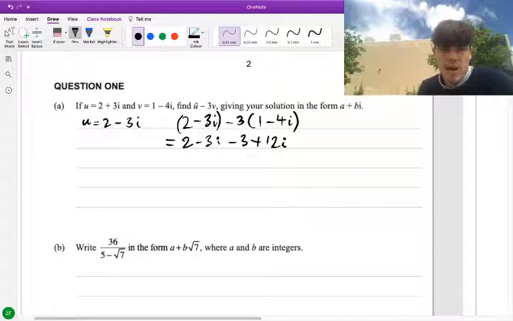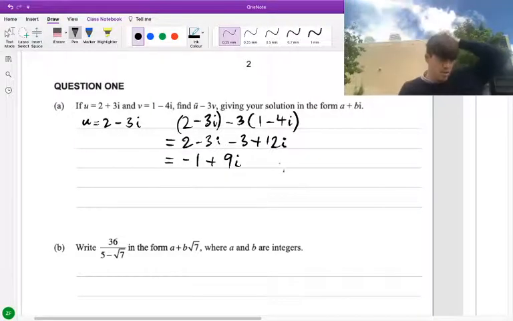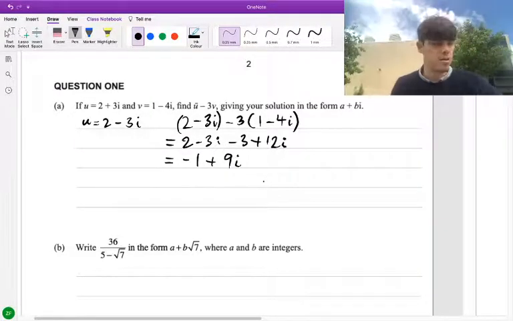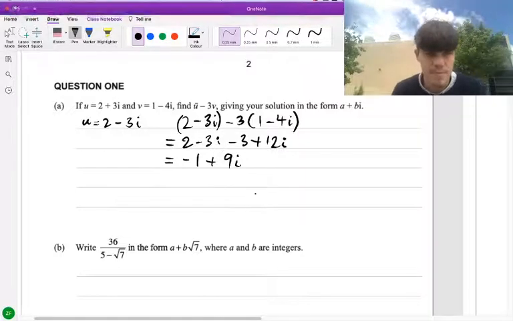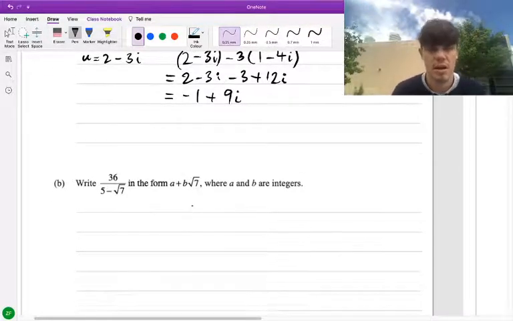Okay, so now we've got to find the like terms. Let's get all the real parts. 2 and negative 3, together that makes negative 1. And then negative 3 and positive 12, that makes positive 9, and that's got an i attached. Is that in the right form? Yep, a plus bi. So that's the answer to question 1a: negative 1 plus 9i.